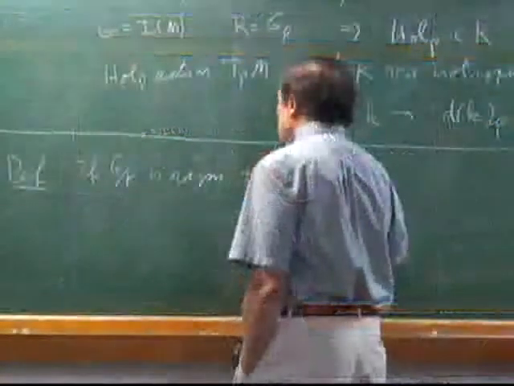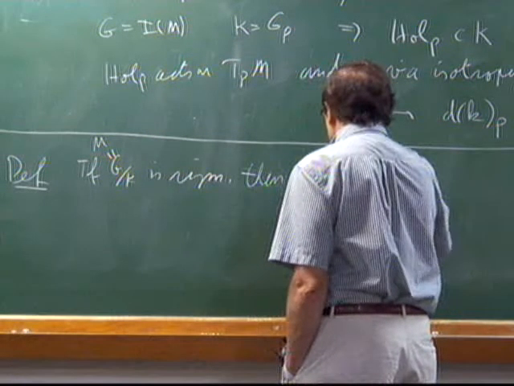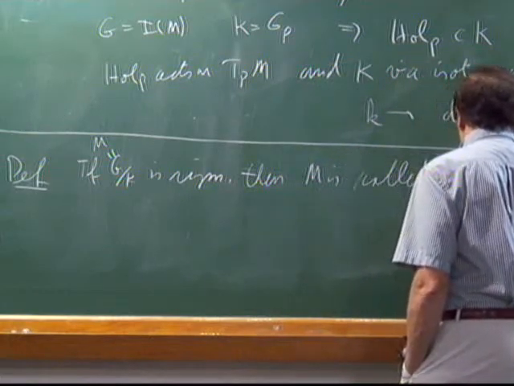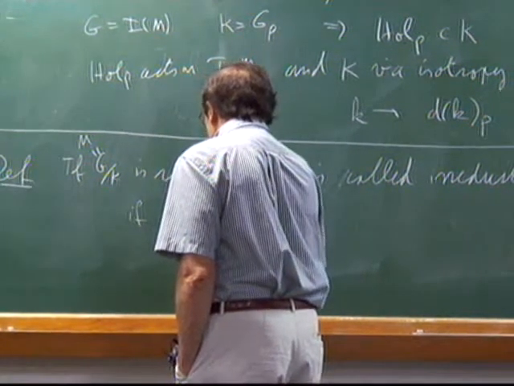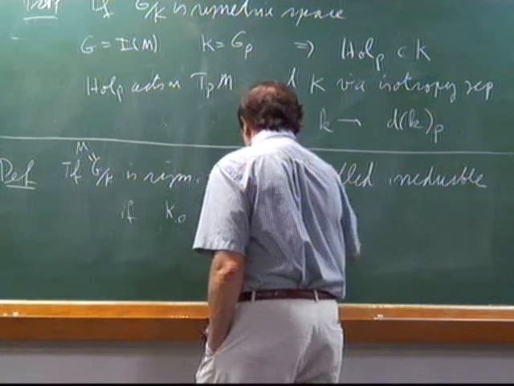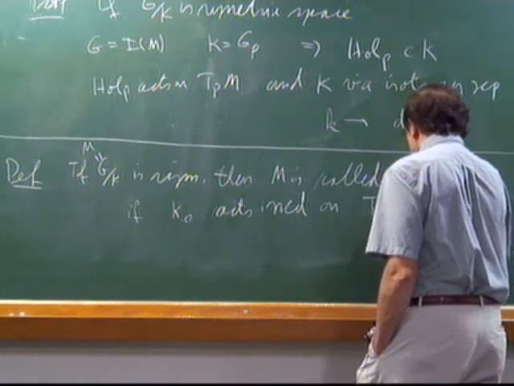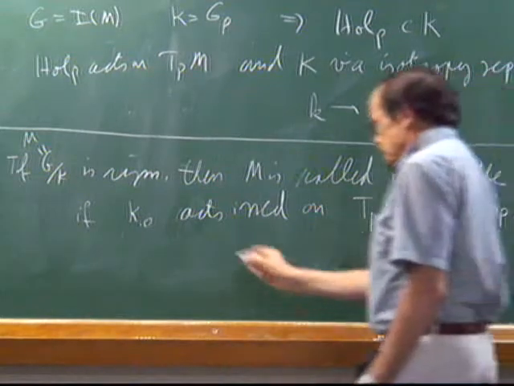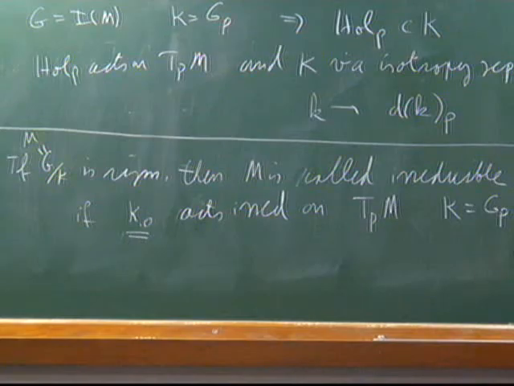Then M is called irreducible if the group K naught acts irreducibly on the tangent space, where K was the isotropy group at that point. So here, I take the identity component of the isotropy, and I assume that acts irreducibly on the tangent space.